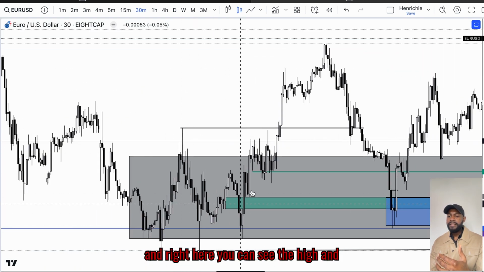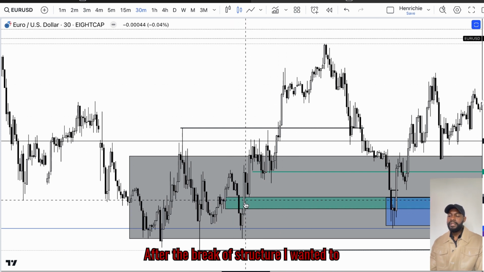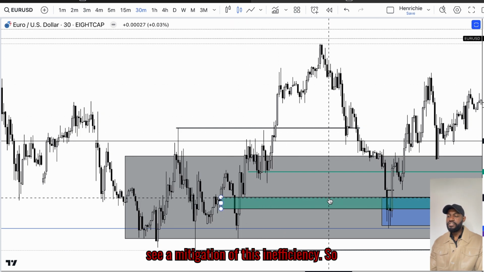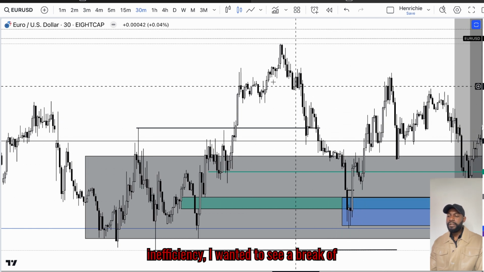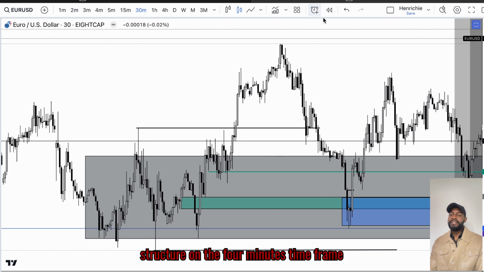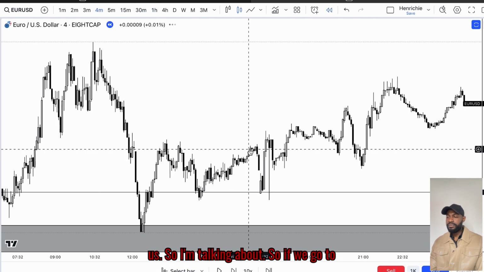And right here, you can see the high, a low, and then a break of structure. After the break of structure, I wanted to see a mitigation of this inefficiency. So the moment price came to this inefficiency, I wanted to see a break of structure on the 4 minutes time frame. And I'm going to use the bar replay to take this back so it's much easier for us to see what I'm talking about.